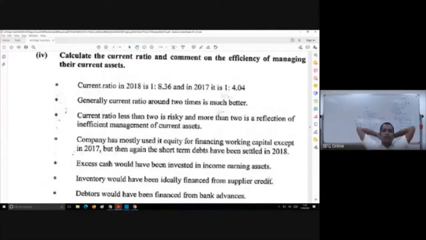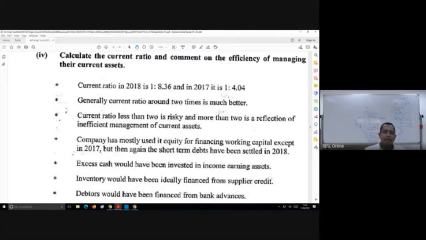Generally, a current ratio of around 2 times is much better. A current ratio less than 2 is risky, because you need to have a cover, since inventory can't be converted to cash very fast, and collection from debtors would also be difficult. A current ratio less than 2 is risky, and more than 2 is a reflection of inefficient management of current assets.